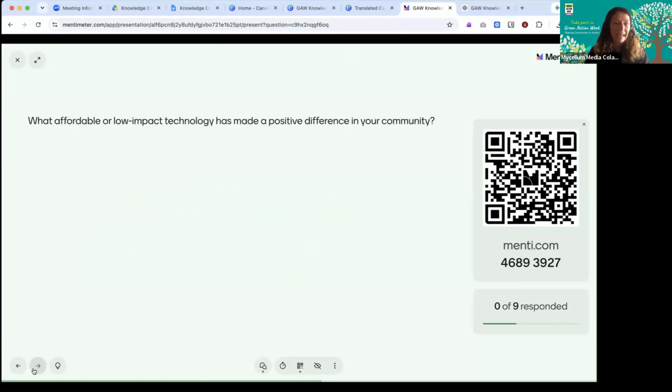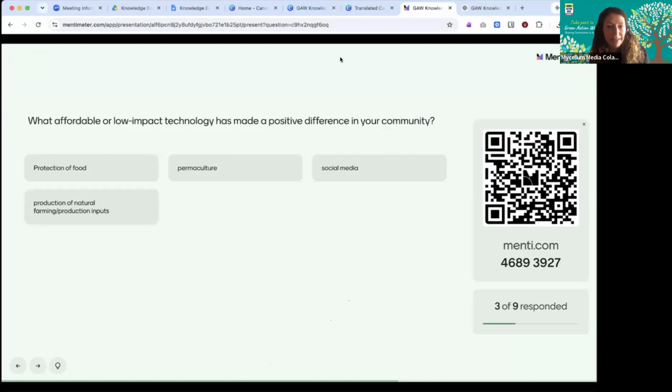All right. So next up, what affordable or low impact technology has made a positive difference in your community? So someone's already said around protection of food. I'd love to hear a little more about that, around what technology has actually made that positive difference. So permaculture. Yes, permaculture is incredible, and there's also things within permaculture that obviously are quite low impact technologies that are very helpful in making differences in community.